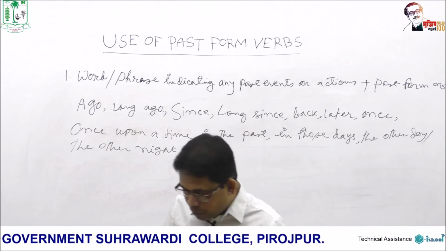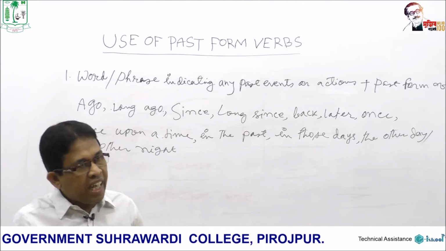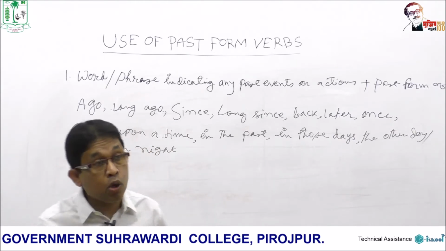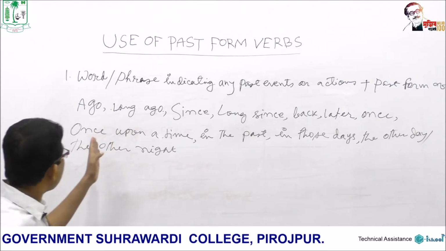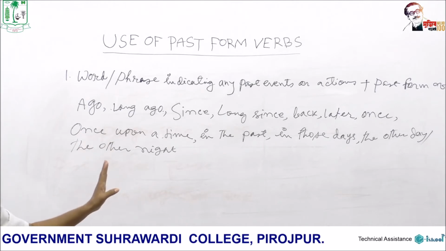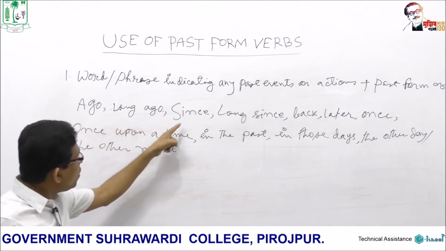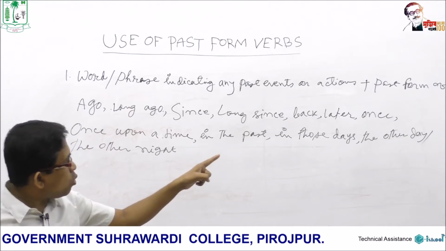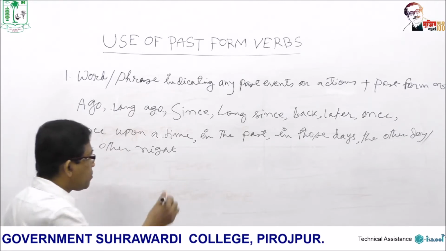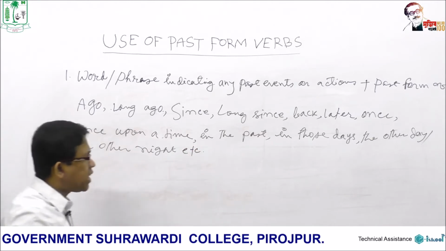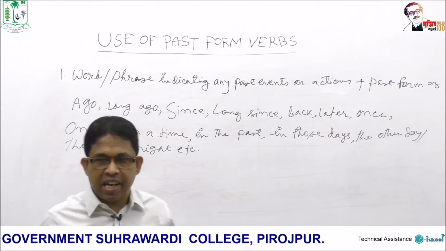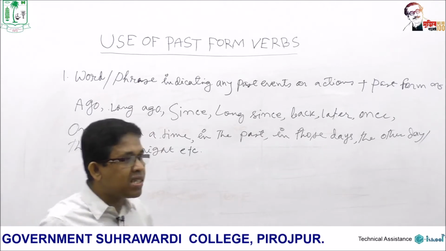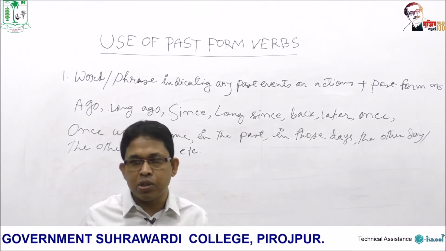When you get any word or phrase in any sentence which expresses any past event or action in any way, then you are to use the past form of verbs. For example, if there are this type of words or phrases in any sentence, ago, long ago, since, long since, back, later, once upon a time, in the past, in those days, the other day or the other night, etc. There are many other words and phrases like this which indicate past events or past actions. So, if in any sentence you get this type of words or phrases which indicate the past events or actions, then you are to use the past form of verbs.